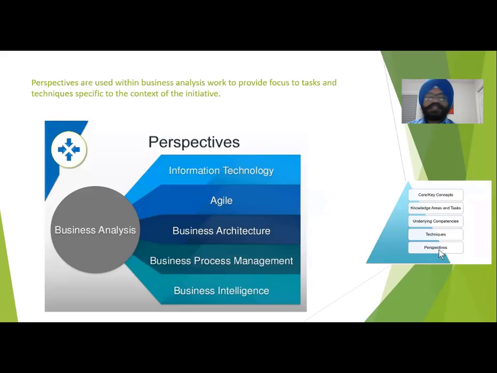Finally, we got the perspectives. There are these 5 different perspectives. What exactly is a perspective? This is the definition according to BABOK: something which helps us to focus on the tasks and techniques. It could be the IT perspective, agile, business architecture, BPM perspective, or BI perspective.